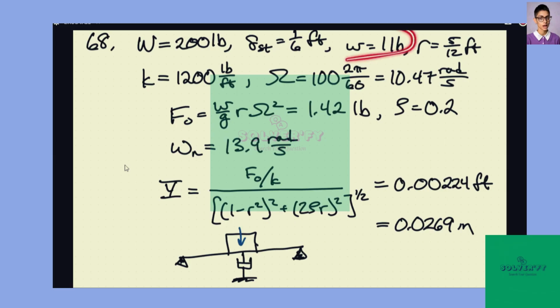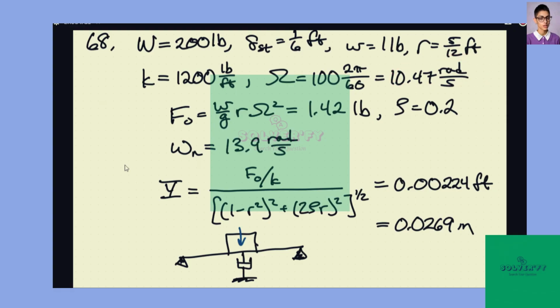We're told that the weight of the unbalance on the eccentric flywheel is 1 pound, and it acts at a distance of 5 inches from the axis of rotation. We can figure out the spring constant by dividing the weight by the static deflection, so we get 1,200 pounds per foot. We're told that the motor is spinning at 100 RPM, so we need to convert that to radians per second, and that gives us 10.47 radians per second.